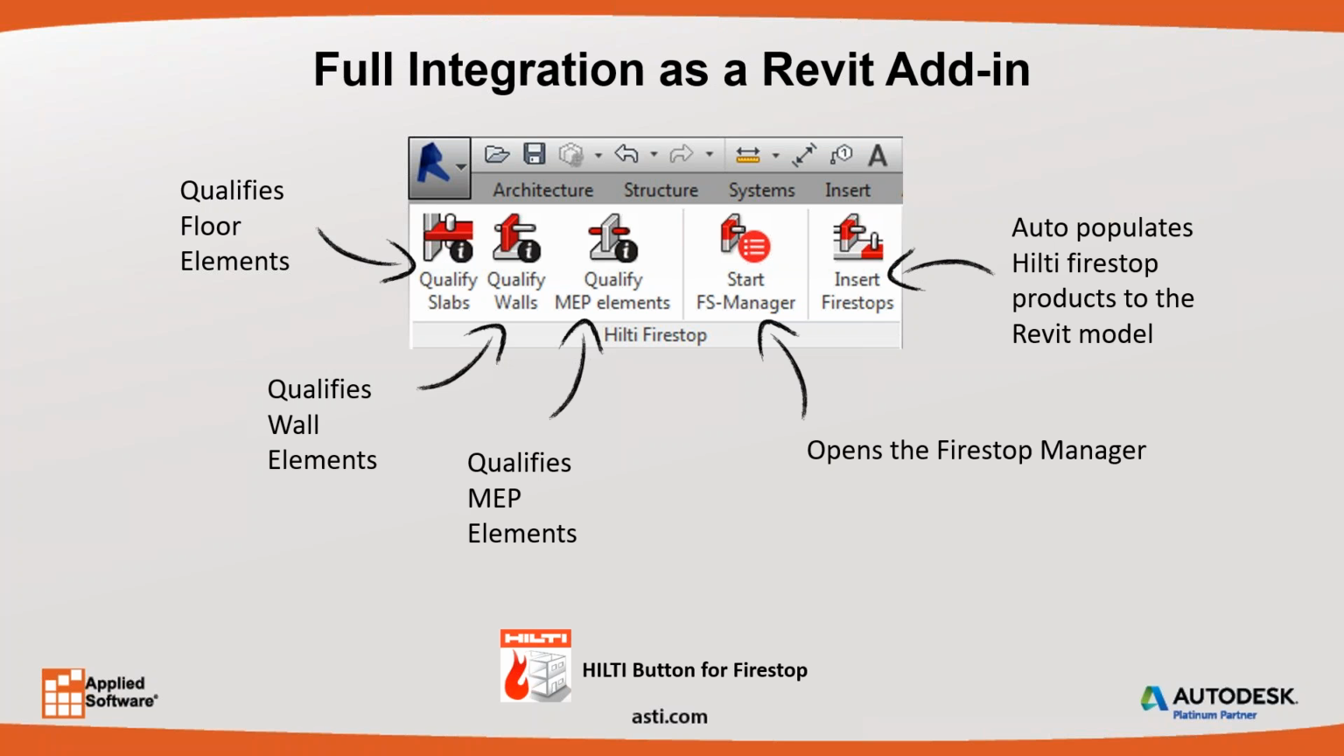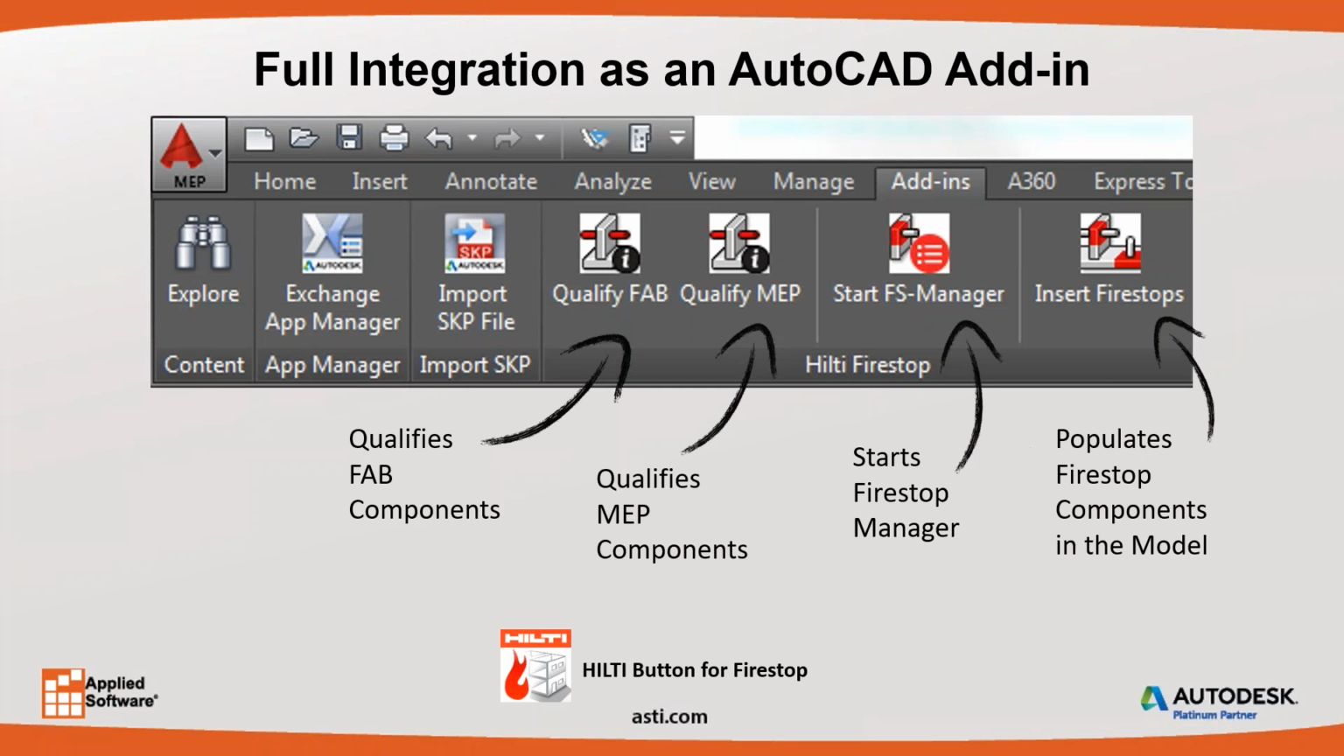What does this add-in look like inside of Revit? It basically has these 5 buttons. It has the ability to qualify floor elements, wall elements, and MEP elements. You can open the Firestop Manager, and you can also populate the Firestop products into the Revit model. It's a similar menu inside the AutoCAD family of products as well.